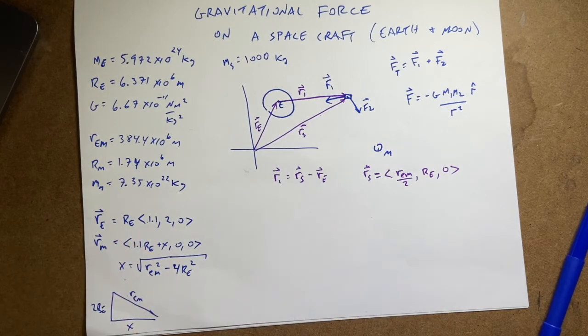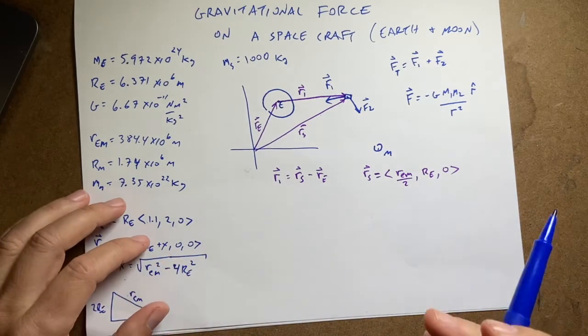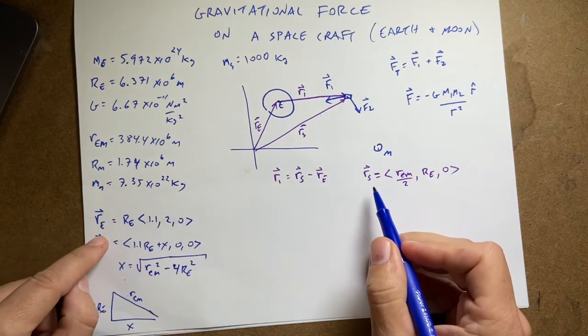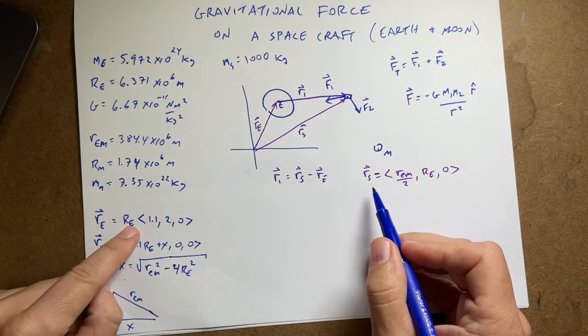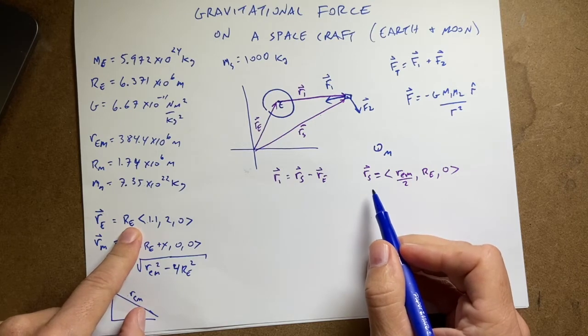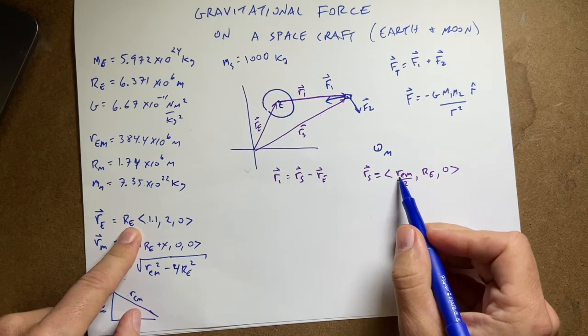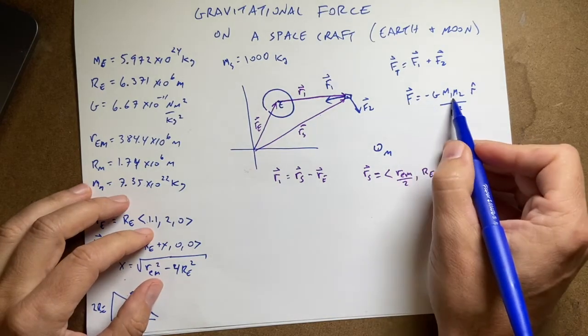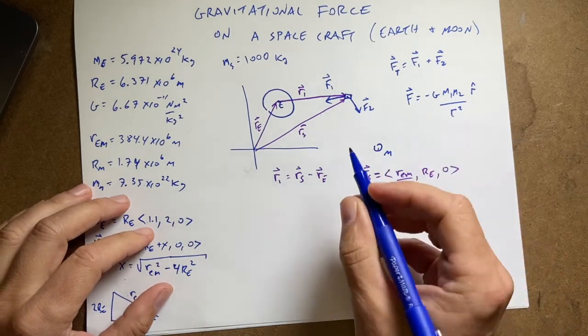Now the next thing I'm going to do, I need to switch back to blue. I don't know why I'm in purple. So now I have the vector r1. All I'm going to have to do is take r Earth subtracted from this. So I'll take this minus that and just do my normal vector thing. In order to calculate the vector force, though, I'm going to need to calculate the magnitude of r1.